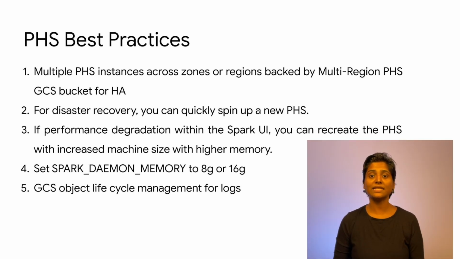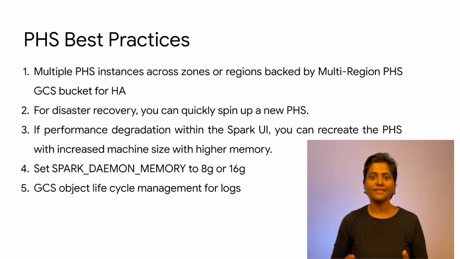Best practice 2. In the event of a zonal or regional failure, you can quickly create a new persistent history server in another region pointing to the same persistent history server GCS bucket. Best practice 3. We recommend you benchmark with your existing Spark applications in the testing environment before promoting the persistent history server to production. In production, monitor the instance for memory and CPU utilization. In case of performance degradation in the Spark UI, you can recreate the persistent history server with increased machine size with higher memory.